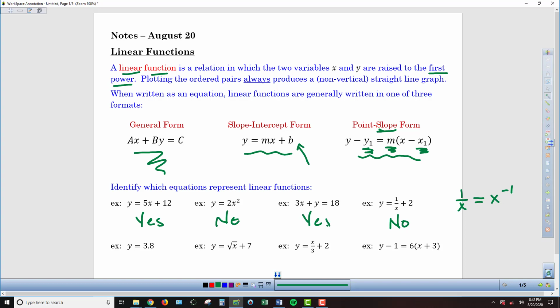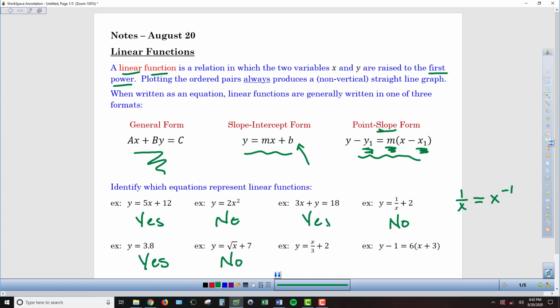The next one, y equals 3.8. This one actually is a linear function, even though the x is missing. The result of that graph would just be a horizontal line through y equals 3.8. So it would still be a straight line, it would still be linear. The next one with the square root of x in there definitely is not a linear function.